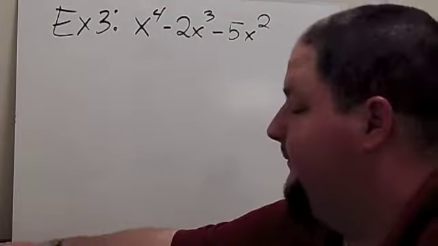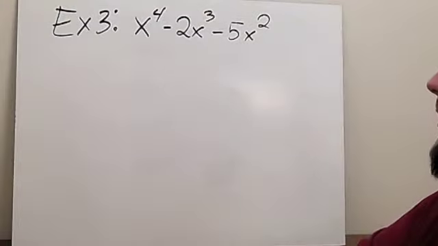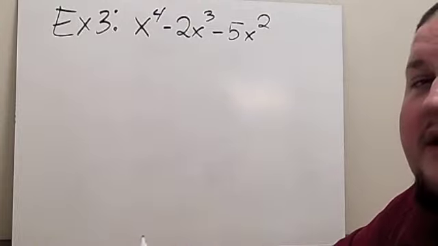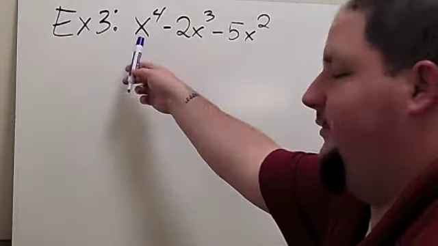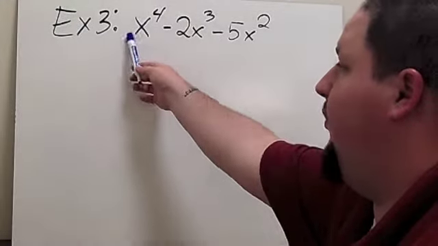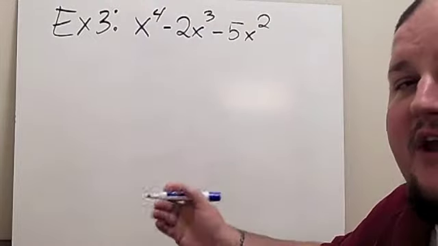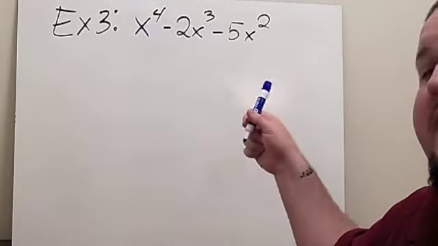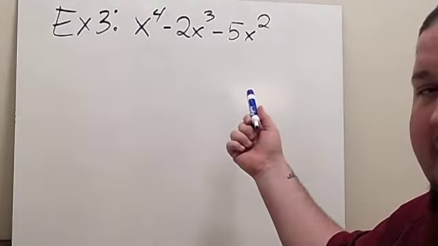My third example. I have x to the 4th minus 2x cubed minus 5x squared. In this one, my numbers, sorry, not constants, coefficients, my numbers are 1, -2, and -5. Those numbers have nothing in common. So now I do need to look at the variables. I have x to the 4th, x cubed, and x squared.